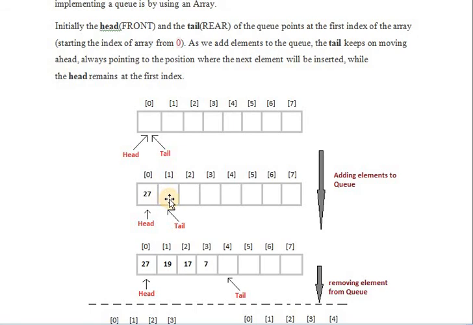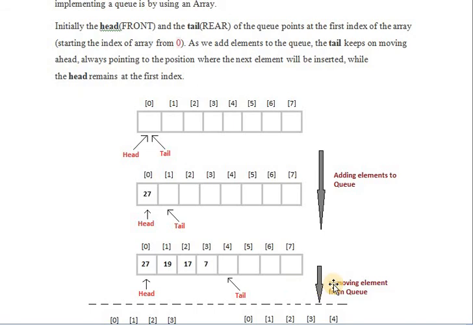So A of 0, the next element will be inserted in 1, the next element in 2. First 27 is inserted, next 19 is inserted, next 17 is inserted, and then 7 is inserted. So this is how we add elements to the queue.